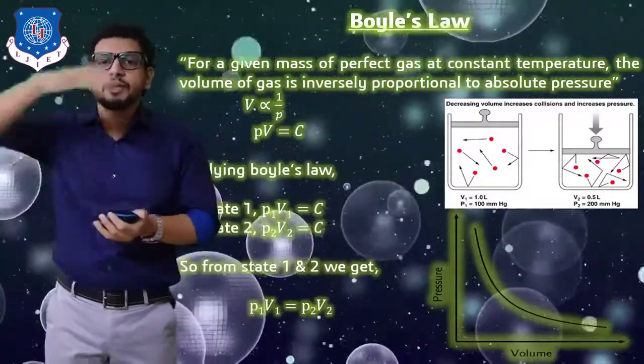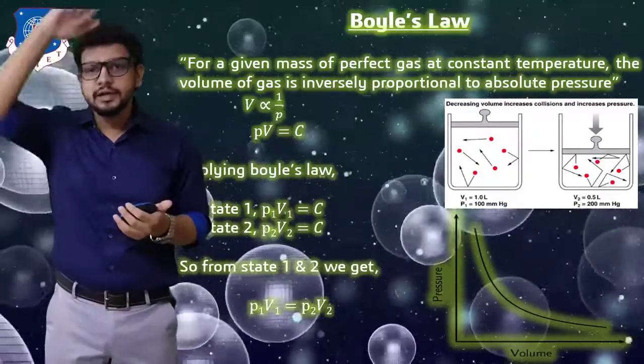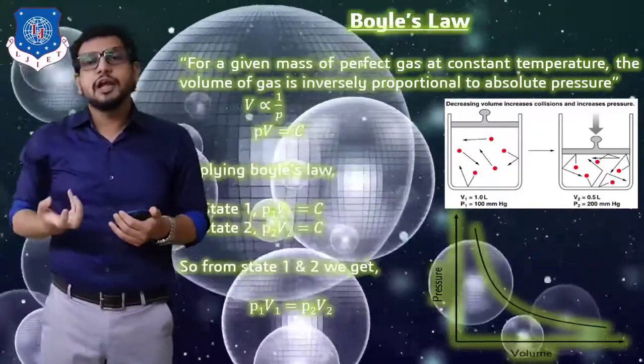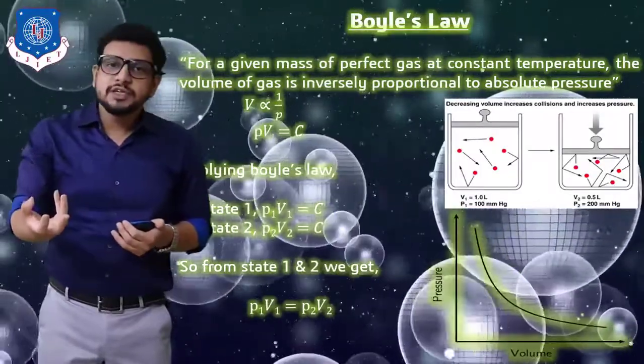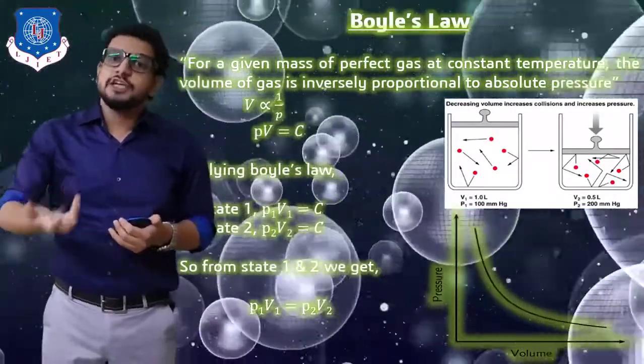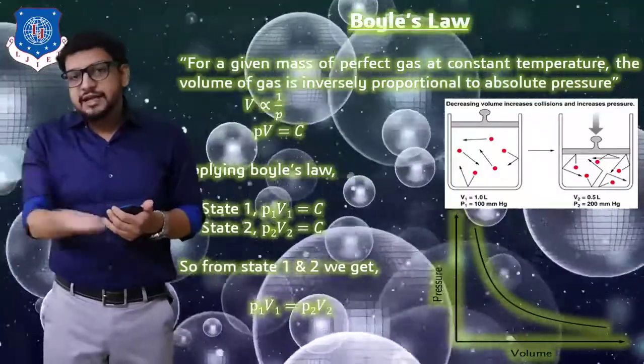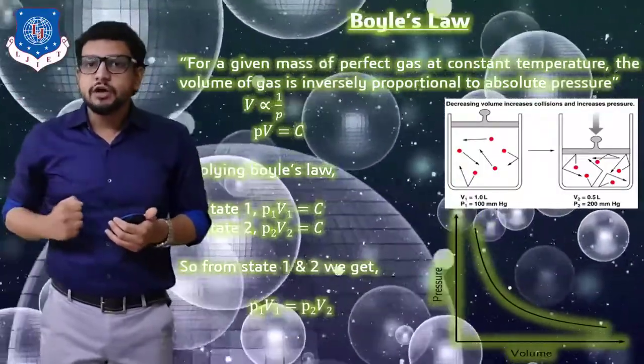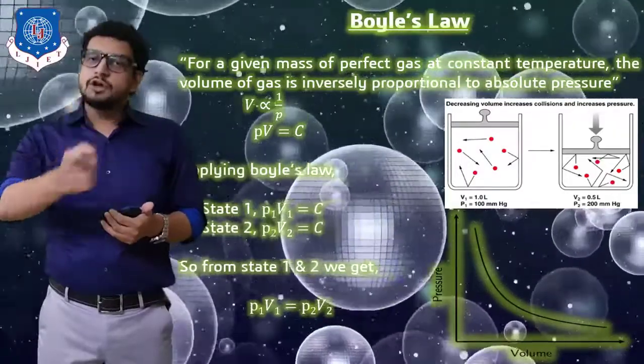Otherwise, what will happen if I suddenly push the piston in a downward direction? Okay, so we know that according to our first law, internal energy will increase, and if internal energy increases, indicating that there is a change in temperature, which means at the final state the temperature is definitely going to increase. But what is our target? Our target is to maintain constant temperature.